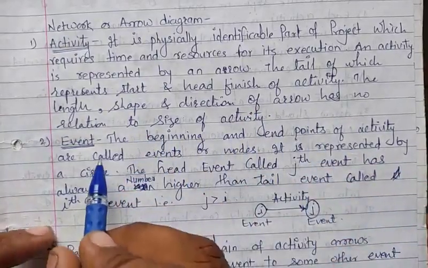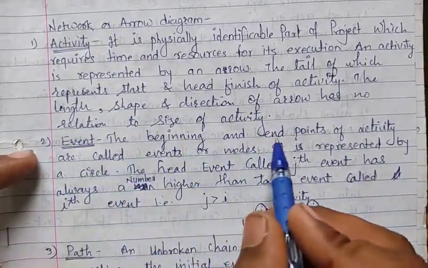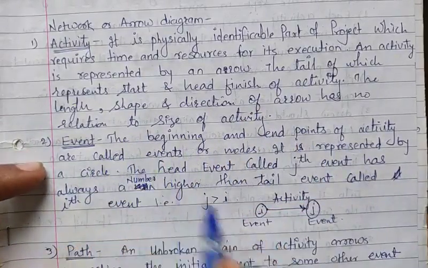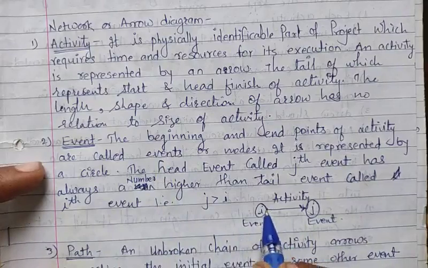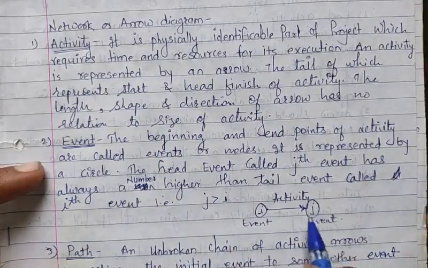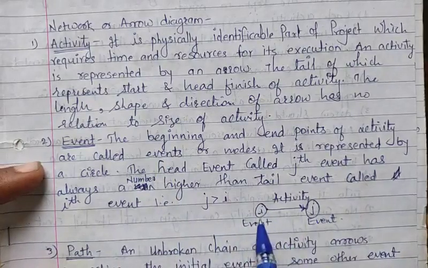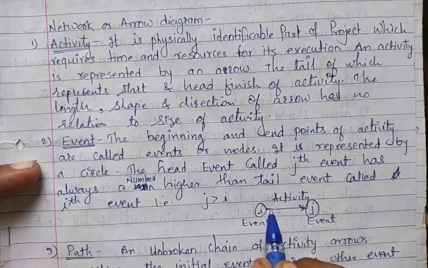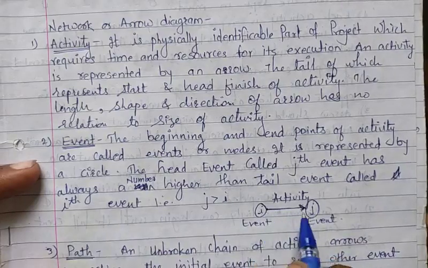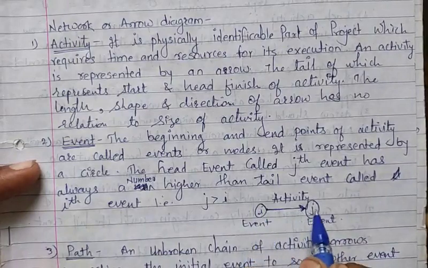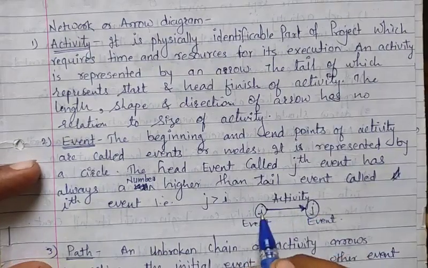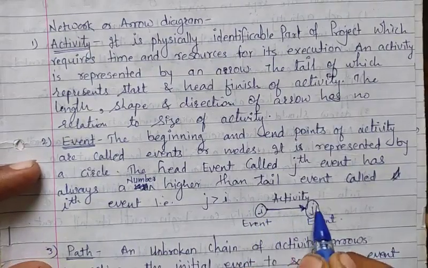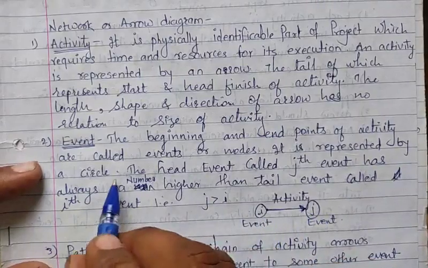Now what is meant by event? The beginning and end points of an activity are called events. In this arrow, this is I and this is J. In circles, this is the start event and this is the end event, and this is the activity. So this is the start and this is the end point of an activity. This is event I and this is event J. Here the J number is greater than I.